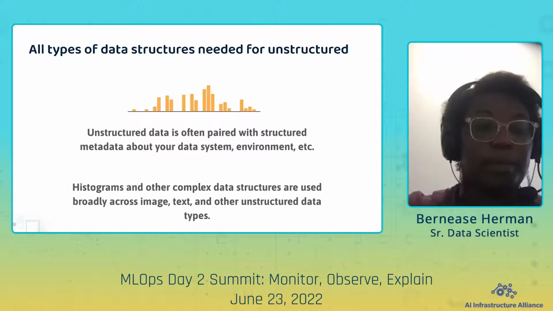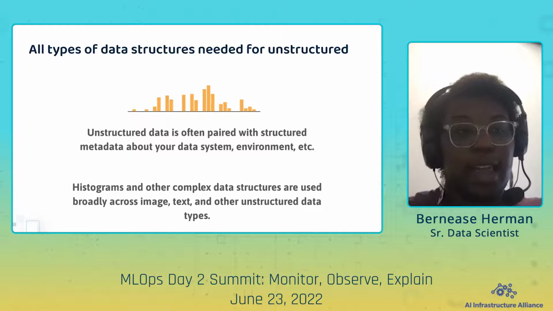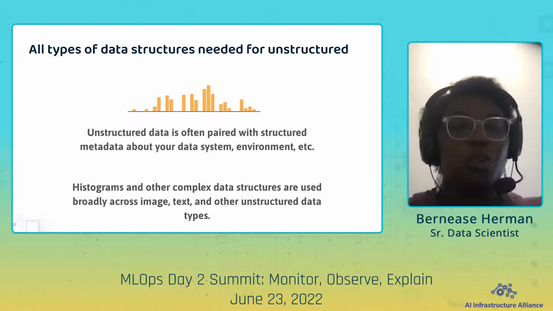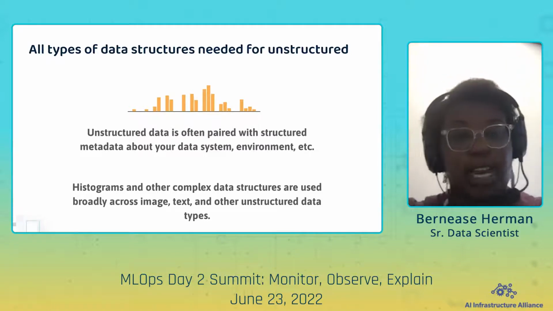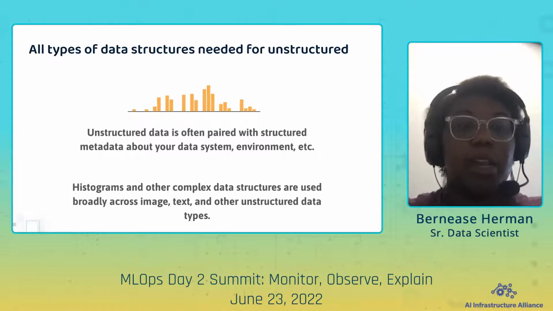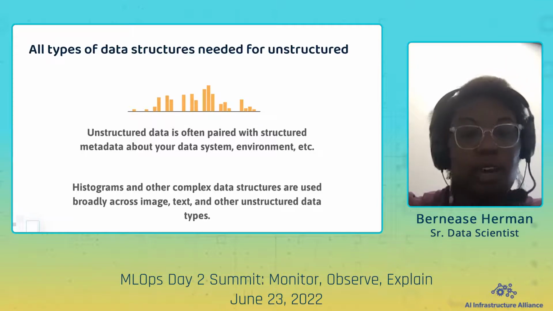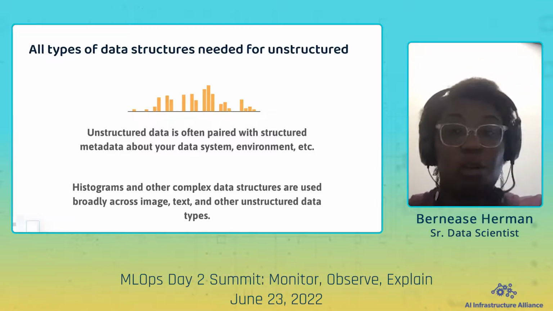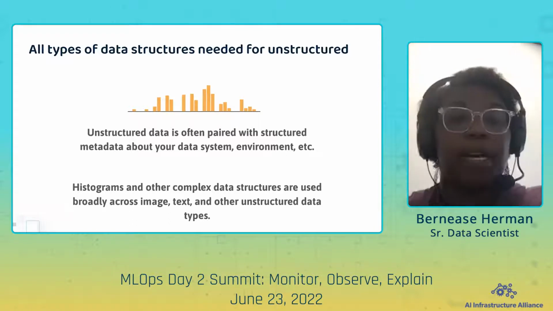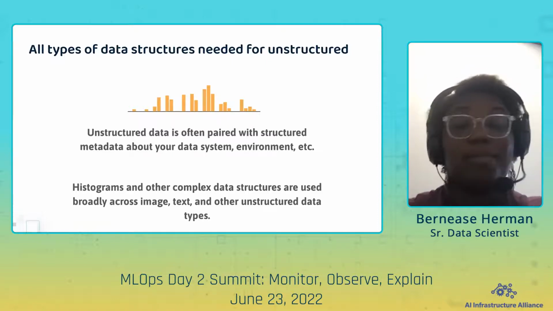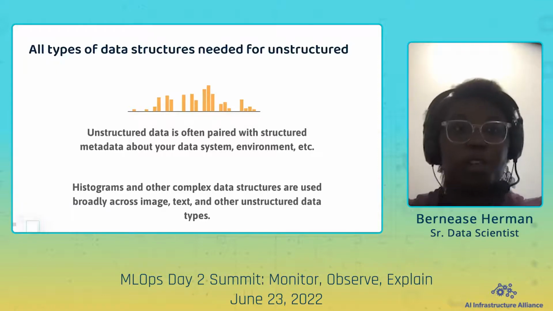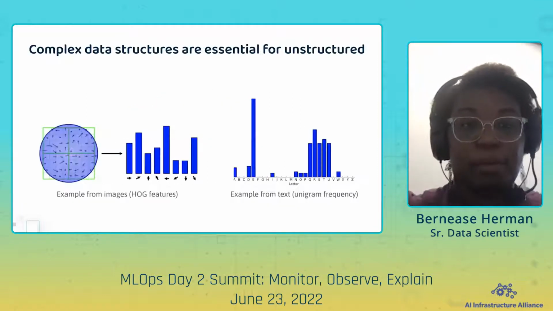that you're capturing. And then the second thing to note is that histograms and other complex data structures are used more broadly across these kinds of unstructured data types. So images and text and these other complex data types require more advanced data structures. Scalar values are really helpful and provide a number of benefits, and we'll see many of those. But this will require histograms and even more complex data structures that I'll talk about in a second, even further. So yes, let's go into that.